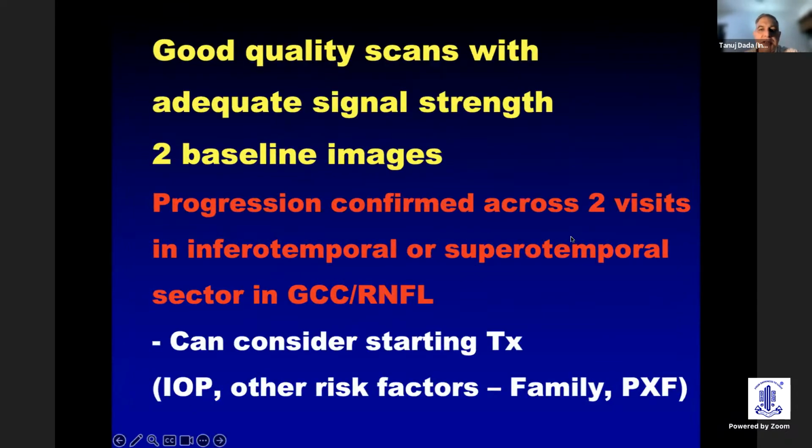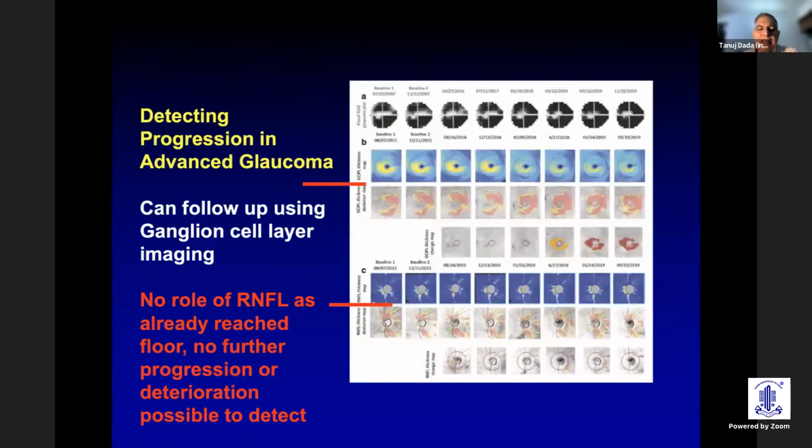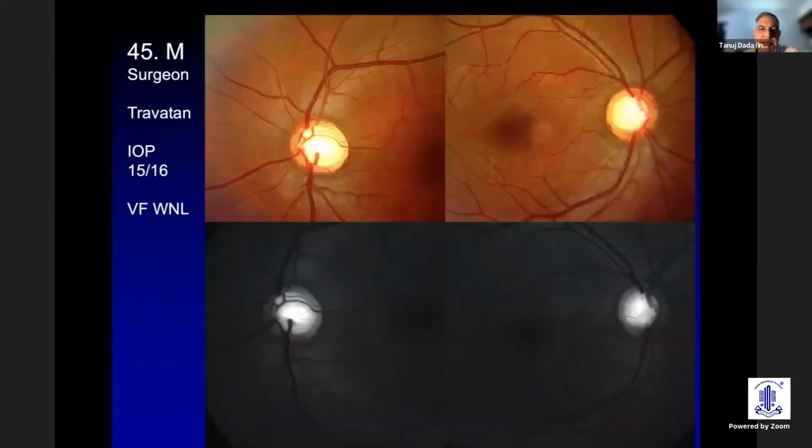If you get progression confirmed across 2 visits in the inferotemporal or temporotemporal region, that is a consideration for treatment, taking other factors such as IOP, risk factors, family history. Advanced glaucoma, basically not much use of OCT, better to use the visual fields. Although some people advocate you can use JCC.